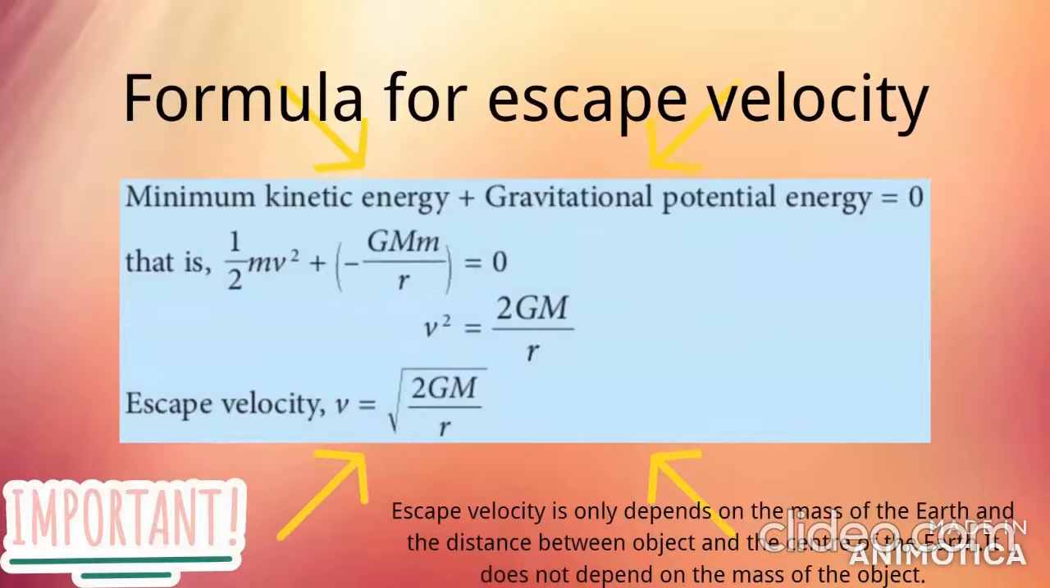The minimum kinetic energy plus the gravitational potential energy is equal to 0. That is 1 over 2 mv squared plus negative GMm over r equal to 0. Thus, v equal to the square root of 2GM over r. This is the formula for escape velocity. Escape velocity only depends on the mass of the Earth and the distance between the object and the center of the Earth. It does not depend on the mass of the object.